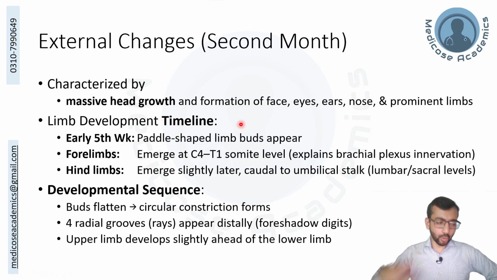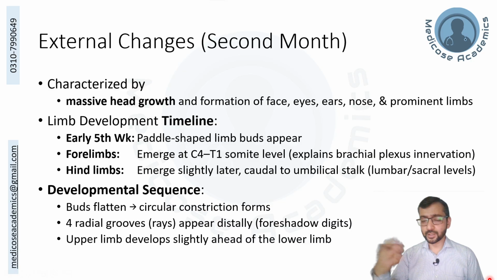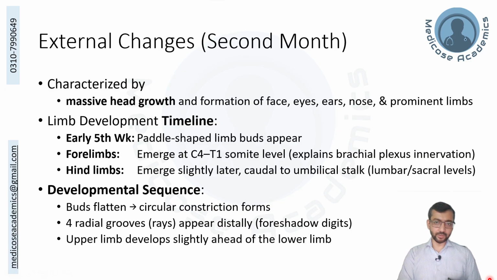The bigger picture of what is happening in month 2, that is the embryonic period, week 3 to week 8, is that there is massive head growth going on. You will get the formation of the face in the typical shape, the eyes, the ears, the nose development, and the limbs. Let's give a small example of limbs. In the fifth week, you get paddle-shaped limb buds appearing in the part of the brachial plexus that is going to supply the upper limb, that is C5 to T1.